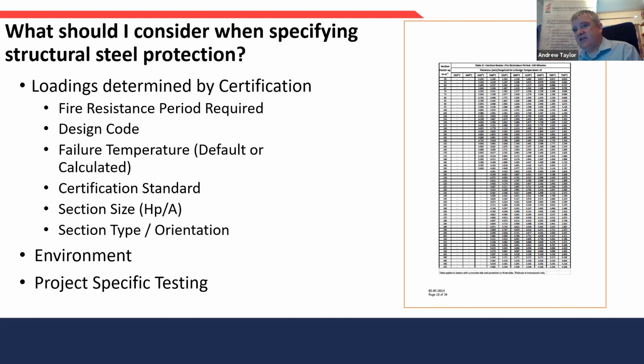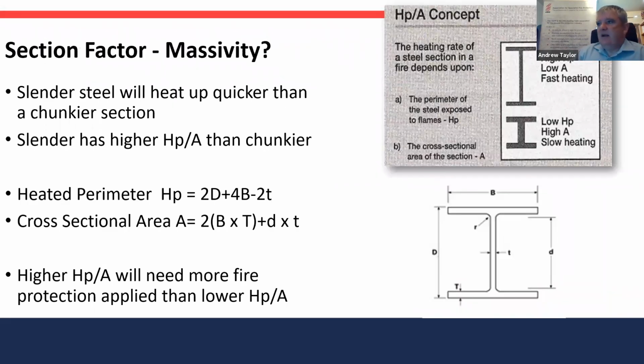Okay. Section size, section factor, emissivity, and type and orientation are left to consider, as are the environment and project specific testing. So we'll just quickly canter through that last little bit. I'm sure many of you on the call have already seen this, but here we go.